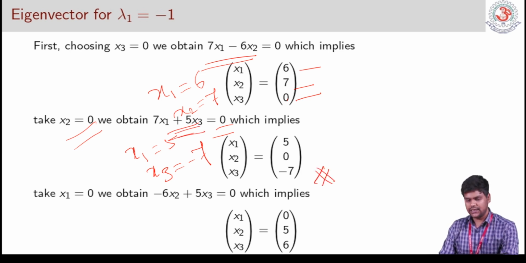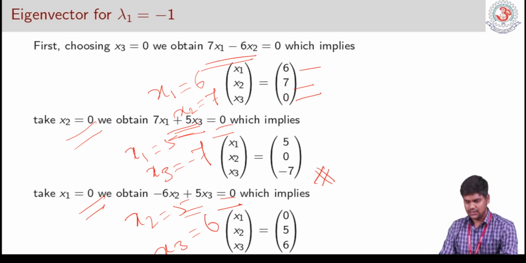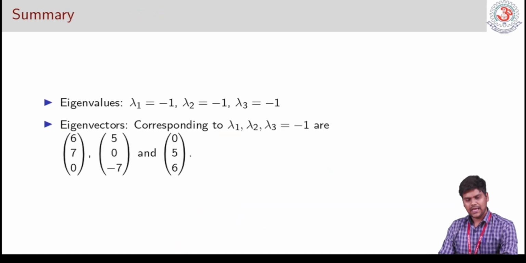So to get the third eigenvector, I'm going to assume x1 equal to 0. If I put x1 equal to 0 into our equation, we'll get minus 6x2 plus 5x3 equal to 0. So here if I take x2 equal to 5 and x3 equal to 6, this equation will become 0. So the values of x1, x2, x3 are 0, 5, 6. So these are the eigenvalues of the given matrix, and these are the eigenvectors for the corresponding eigenvalues.